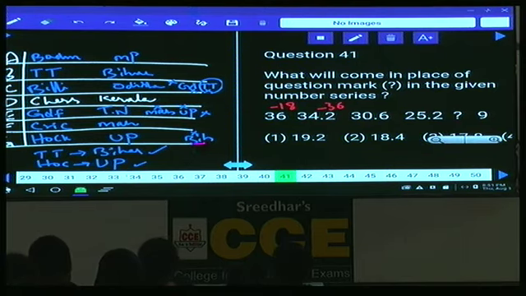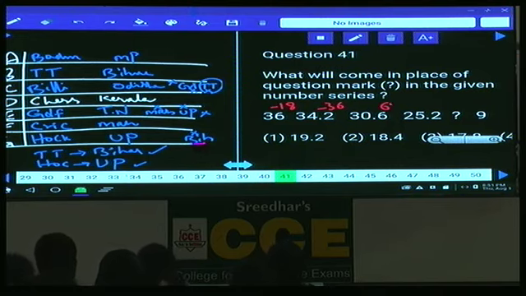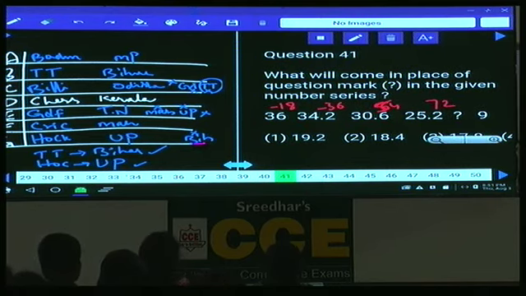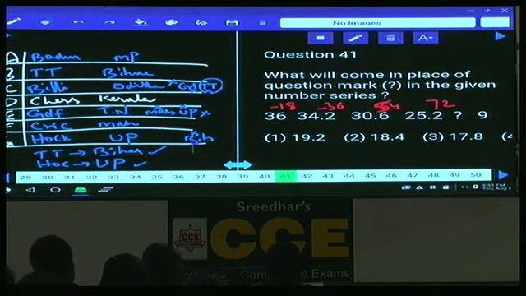Next difference, 306 and 252, the difference is 54. So the differences are 18 into 1, 18 into 2, 18 into 3, 18 into 4, which is 72. Now 252 minus 72, the answer is 180, that is 18, given in choice 4.